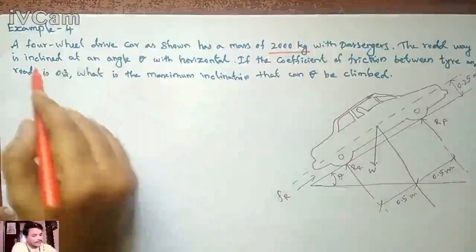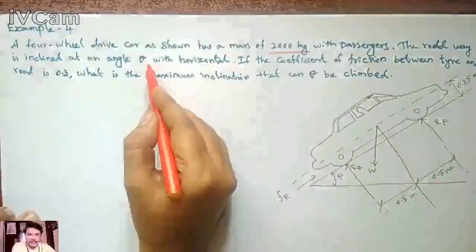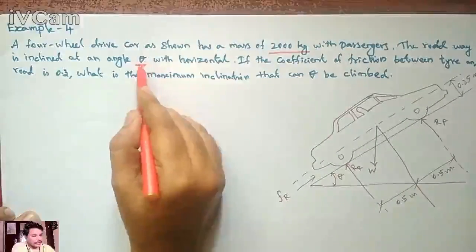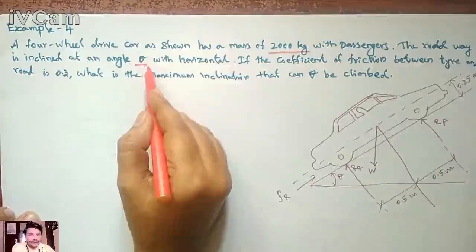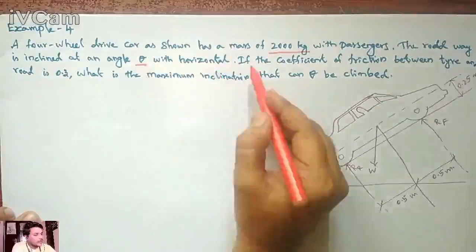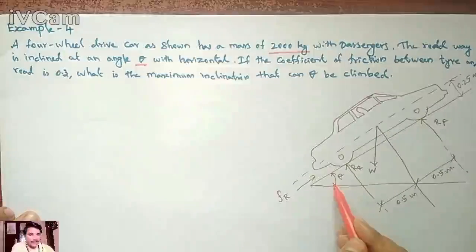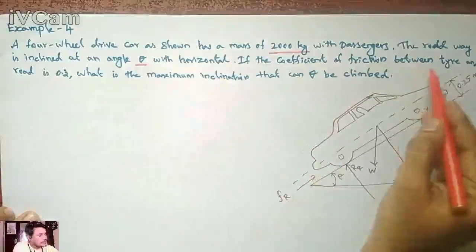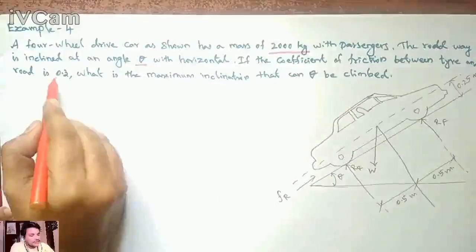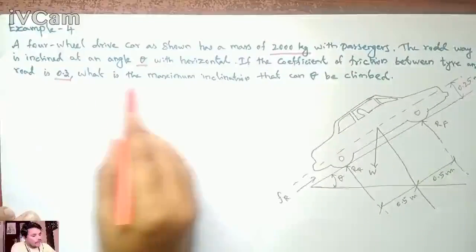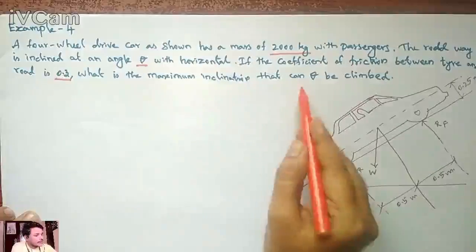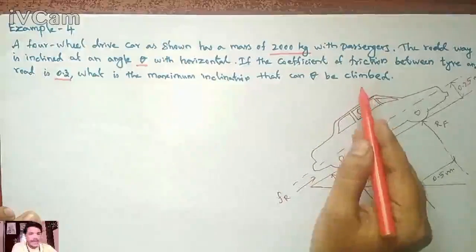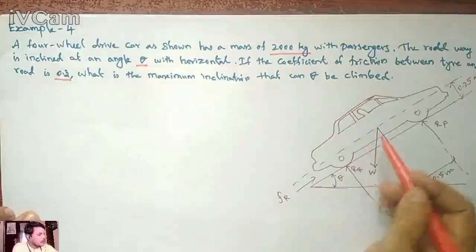The road is inclined at an angle with the horizontal. That value is not given. If the coefficient of friction between the tire and the road is 0.3, what is the maximum inclination theta that can be climbed? This is the question.